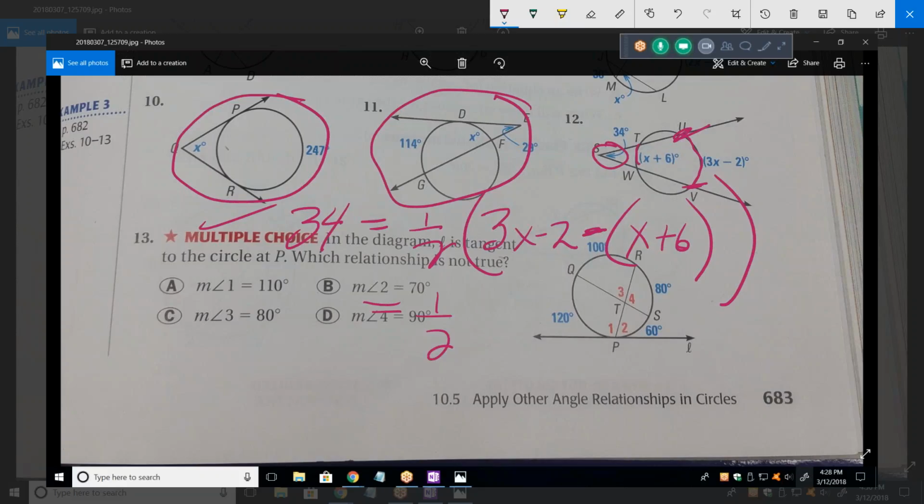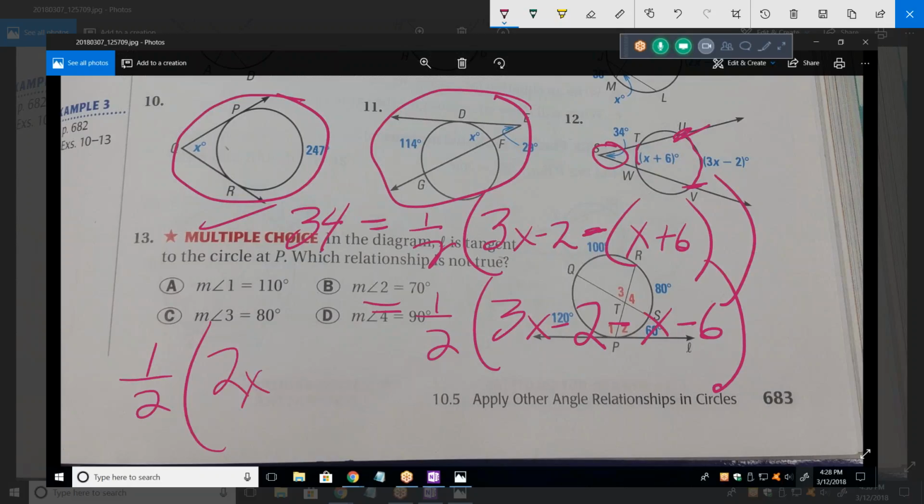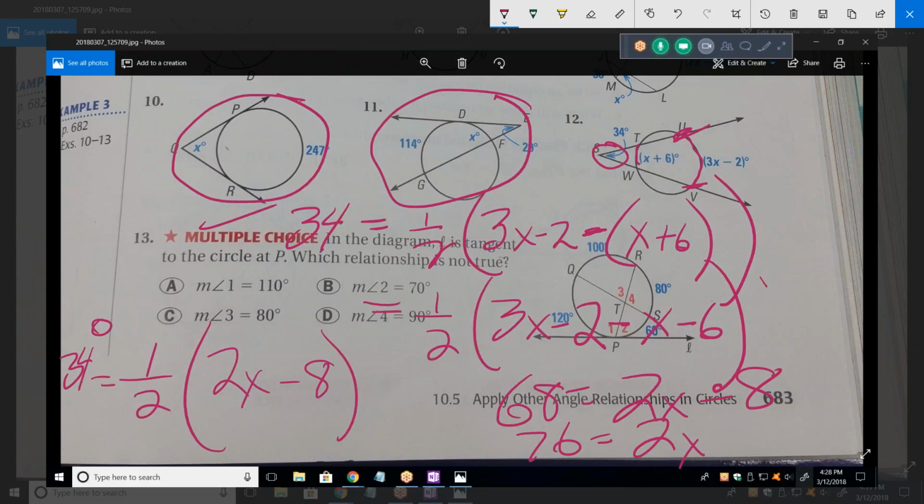I get 1/2 times 3x minus 2, and I'm going to remove those parentheses. And now I'm going to simplify. I got 3x minus x, that's 2x. Minus 2 minus 6, that's minus 8. That's all equal to 34 degrees. I'm going to multiply both sides by 2. I get 68 equals 2x minus 8. 76 equals 2x. X equals 38 degrees.